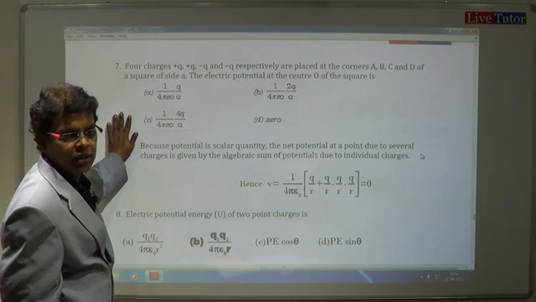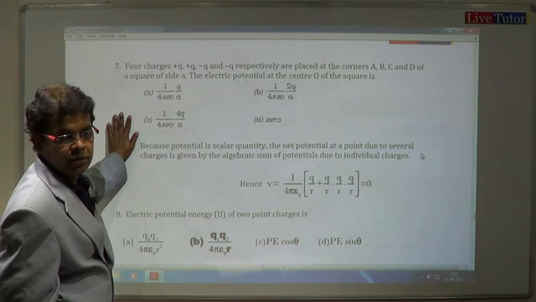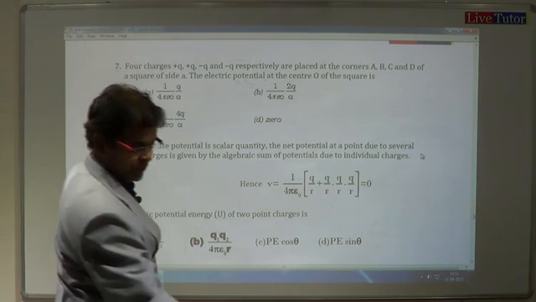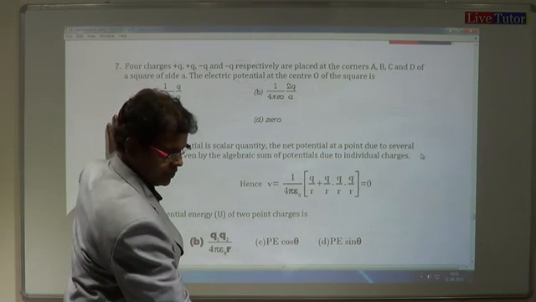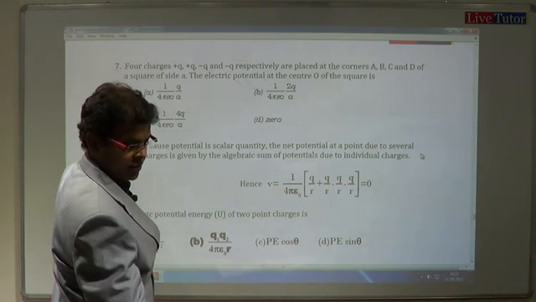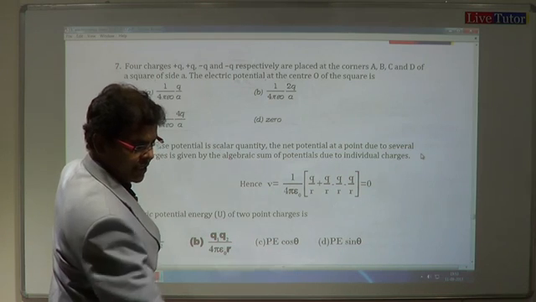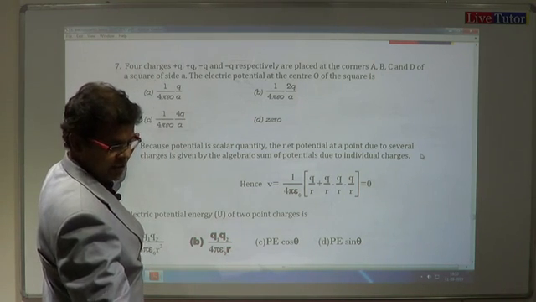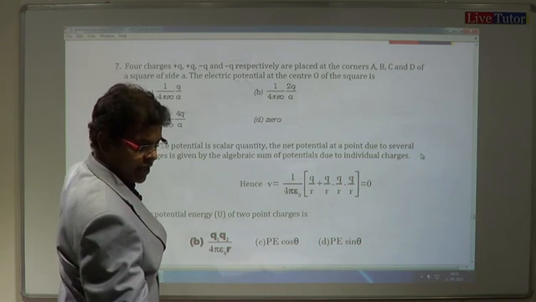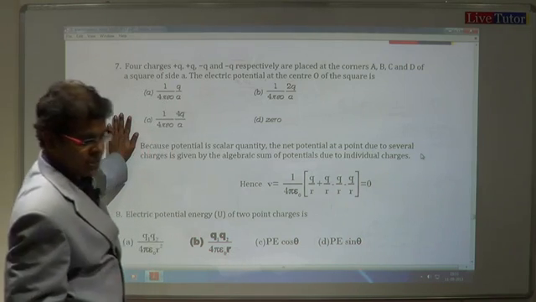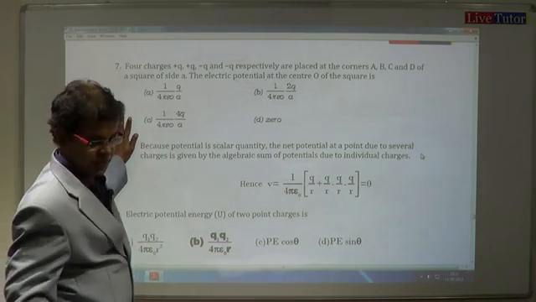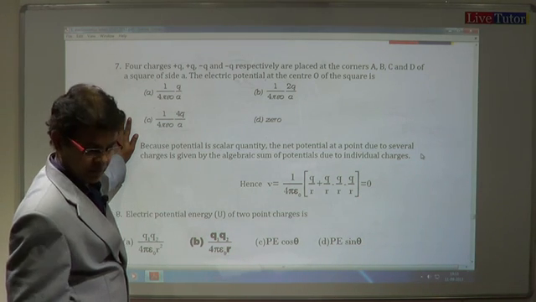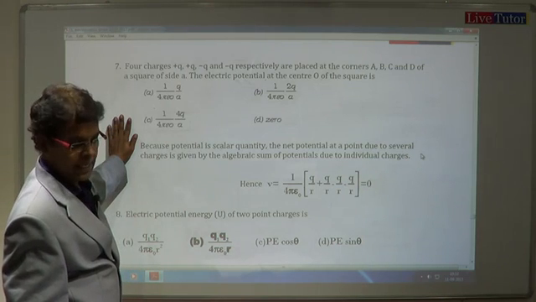What is the formula for electric potential? We just saw it. Electric potential. You have to remember the difference between electric potential and electric potential energy. There is a difference between electric potential and electric potential energy, isn't it? But what are they asking? They are asking us to find out the electric potential at the point which is the center of the square.